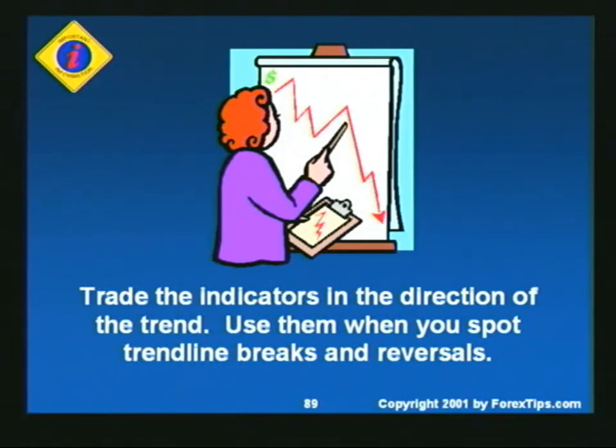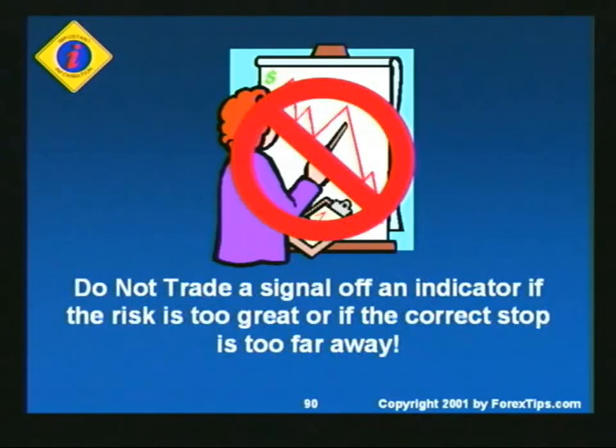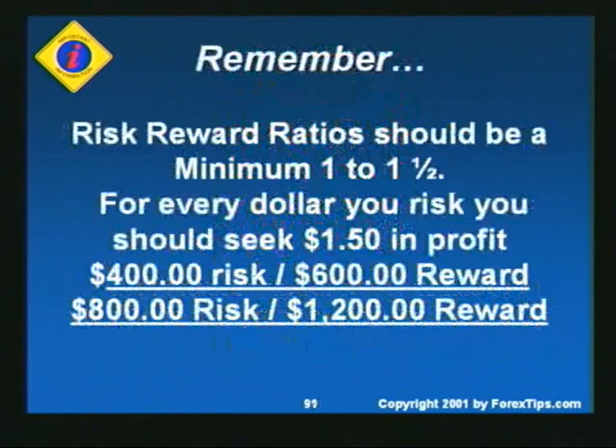Use them when you spot trend line breaks and crowns and reversals. If you're going to take on a sell signal, make sure that the market has broken a trend line. Educate yourself on how to spot a crown. If the market has broken a trend line, it has crowned, and now the indicator is giving a sell, you may want to take advantage of that sell signal in the direction of the trend, provided that it is within your equity management. Do not trade a signal off an indicator if the risk is too great or if the required stop is too far away. Remember, risk versus reward.